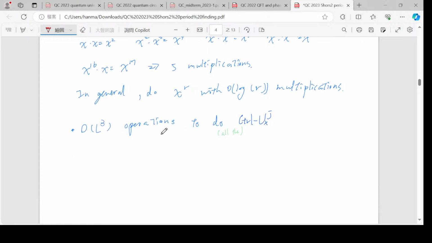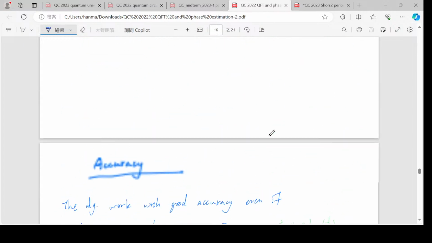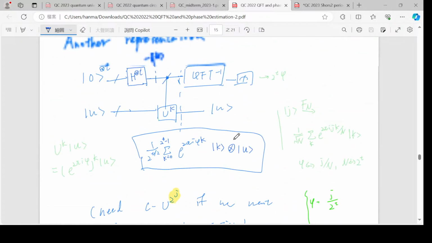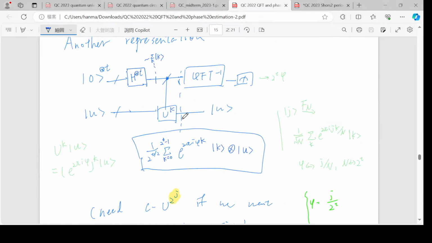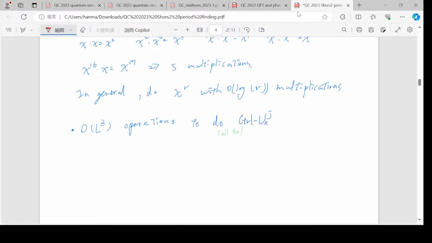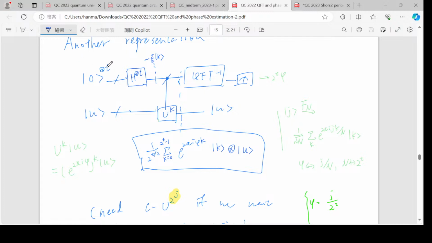And you can do some calculation and see that you only need order L cube calculation operations to do your control x to the j, every one of them. So the control x to the j we are talking about is this thing. With the repeated squaring, we only need order t to the cube here, instead of like 2 to the t.